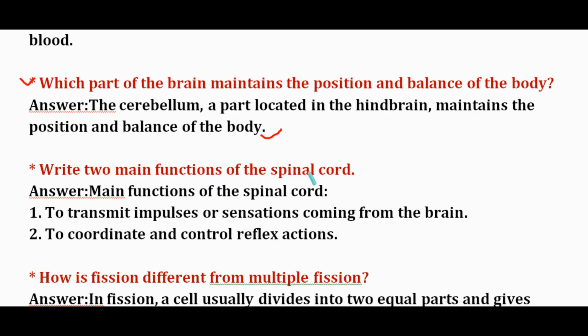Write two main functions of the spinal cord. The two main functions of the spinal cord are to transmit impulses or sensations coming from the brain, and to coordinate and control reflex actions.